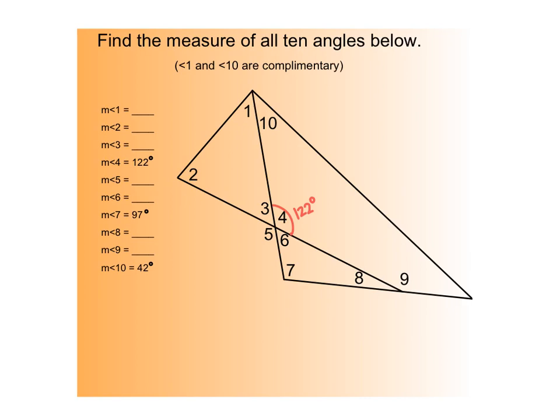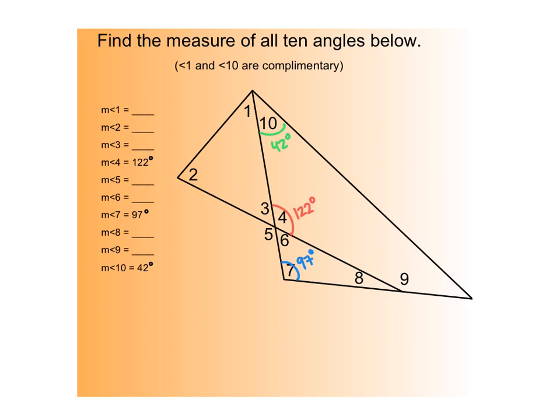Okay, the measure of angle 7. Angle 7's measure is 97 degrees. The measure of angle 10 is 42 degrees. We'll mark that 42 degrees. Now let's look at what we know.